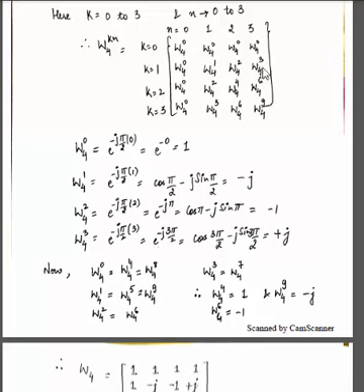Now we have to find the value of twiddle factor 3, that is equal to e raised to power minus j pi by 2 into 3. So it becomes e raised to power minus j 3 pi by 2, that is equal to cos 3 pi by 2 minus j sin 3 pi by 2. 3 pi by 2 is 270. So cos 270 is 0 and sin 3 pi by 2 is minus 1. Minus into minus becomes plus, that is equal to plus j.